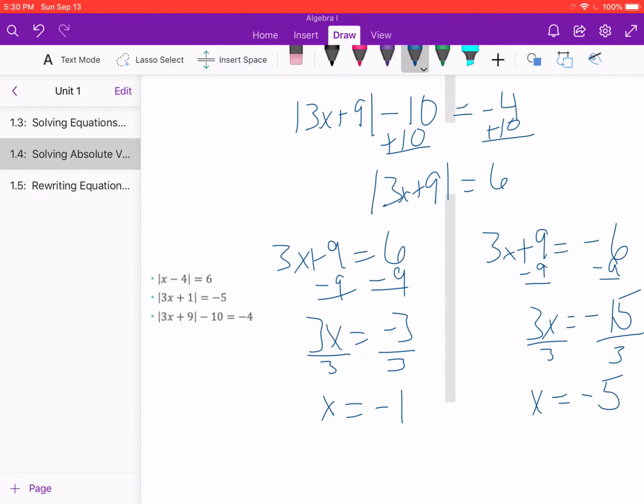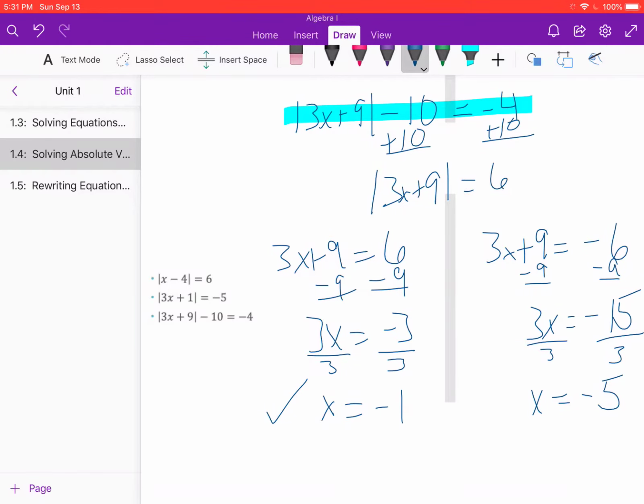Let's go back and check our work. Make sure you plug into the original. Don't plug into the one where we got the absolute value of 3x plus 9 equals 6, just because it's very possible that we made a mistake going from the original. So always go back to the original. 3 times negative 1 is negative 3. Negative 3 plus 9 is 6. Absolute value of 6 is 6. 6 minus 10 is negative 4, which is indeed equal to negative 4, so that one worked.